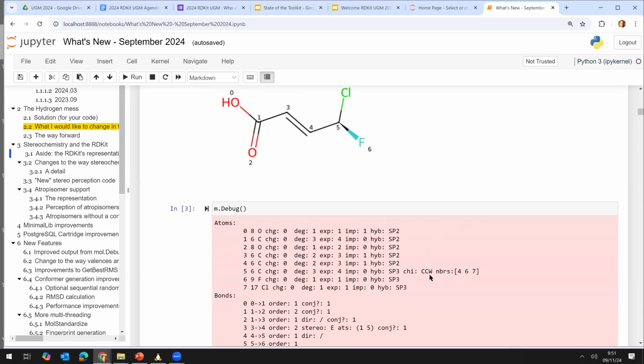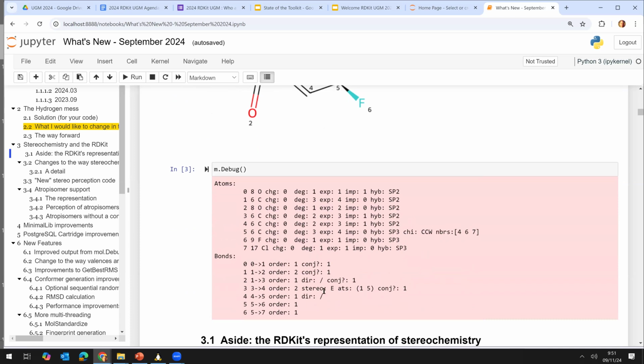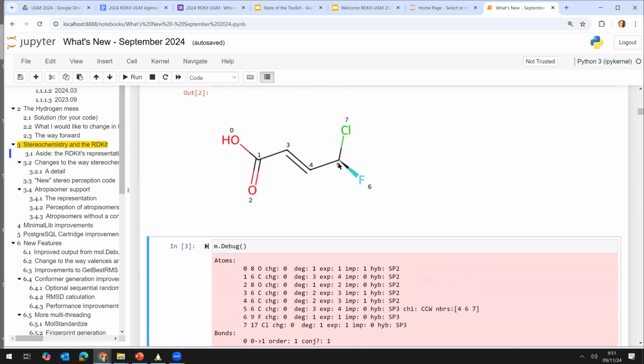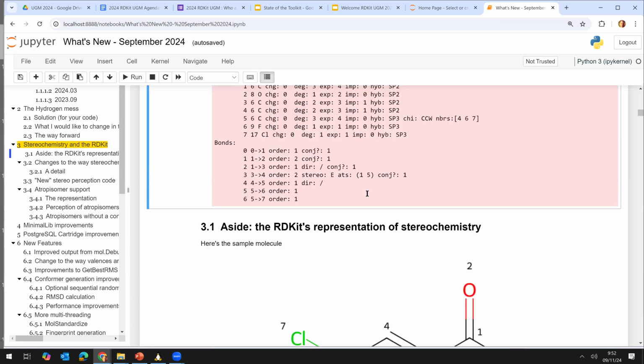I'll talk about what the representation means, but this is the representation of the chirality, so you understand how it's perceived. Similarly, with the double bond, it tells you that the double bond stereo is E, and that the atoms which are E to each other are atoms 1 and 5. So 1 and 5 are E. There's a detail about that, but I'll skip it because we don't have time.